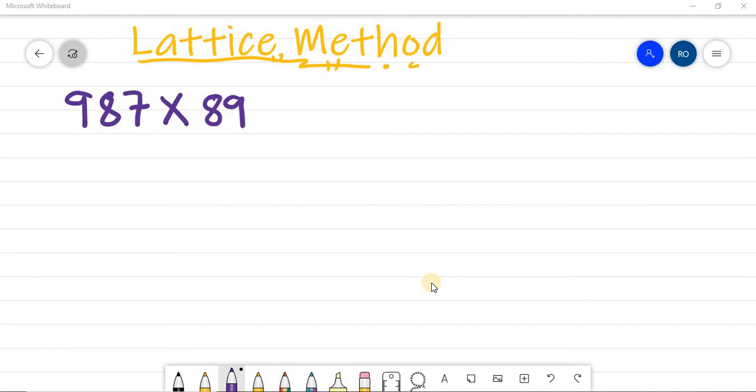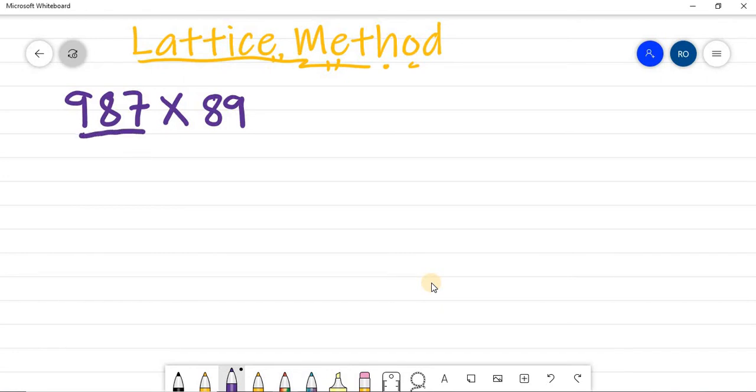It is mathematically identical to the more commonly used long multiplication, the one that we are using, but it breaks the process into smaller steps which some practitioners find easier to use. Okay, so let's say for example 987 times 89. So we have to draw a lattice or a box.